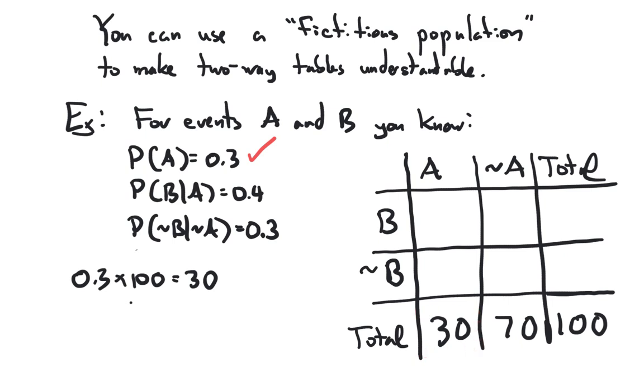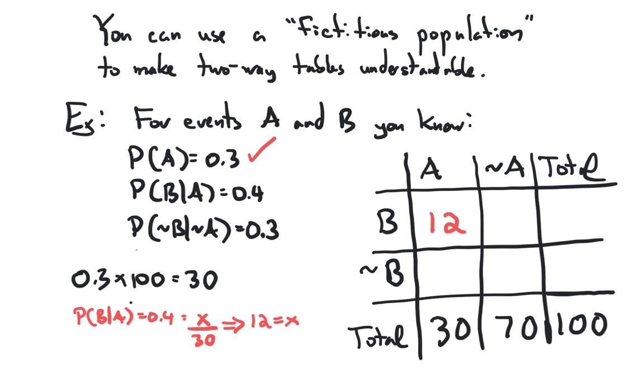And I know that 40% of these 30 are going to be in B. So I know that probability of B given A is 0.4, but I know that's some number of people that I need to figure out over 30. And if I multiply both sides by 30, I get, well, 0.4 times 30, you can check in your calculator, is 12. So my total population there is 12.